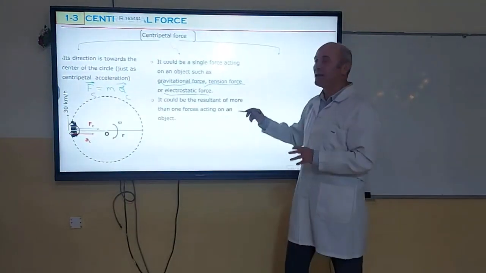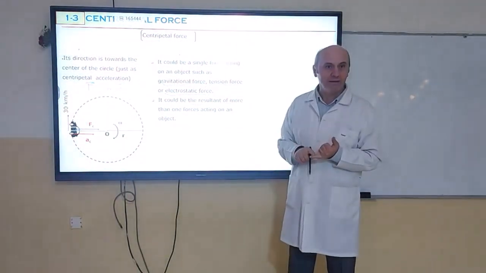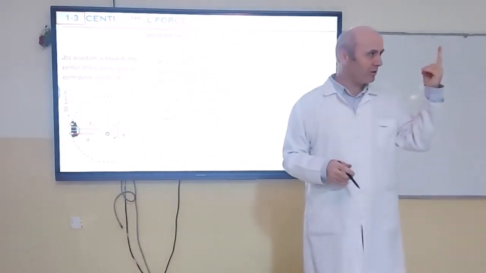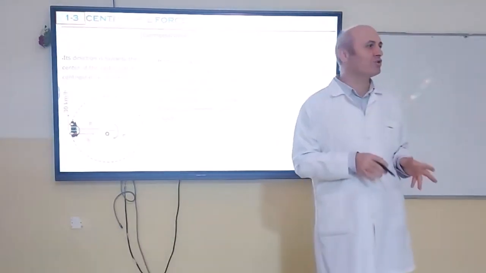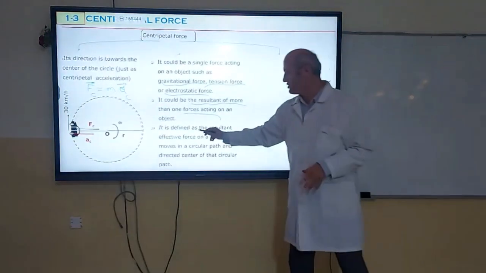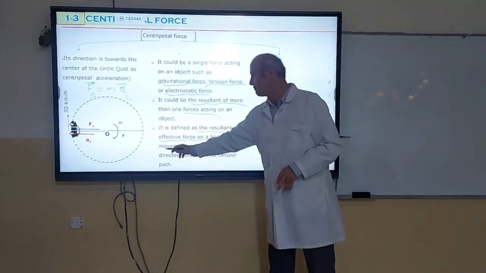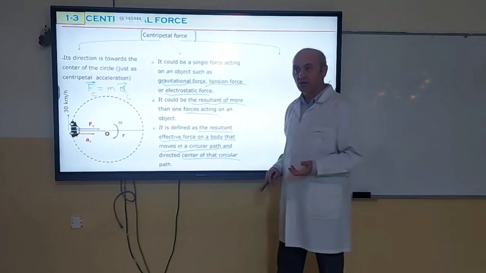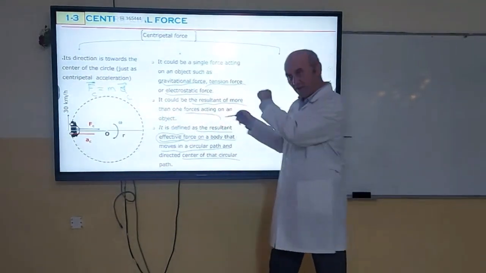And this force can be a single force, or it can be the resultant of more than one force. And why? Because sometimes two forces can act on an object. If there are two forces, you should find the resultant. That resultant force is going to be named as centripetal force. So this is the definition. It is defined as the resultant effective force on a body. That body must move in a circular path, and the force is directed to the center of the circular path. Effective means, what does effective mean? We will talk about it later.